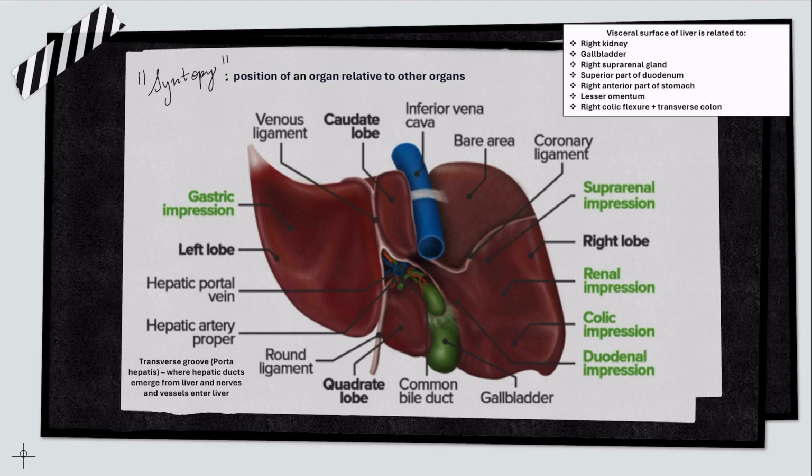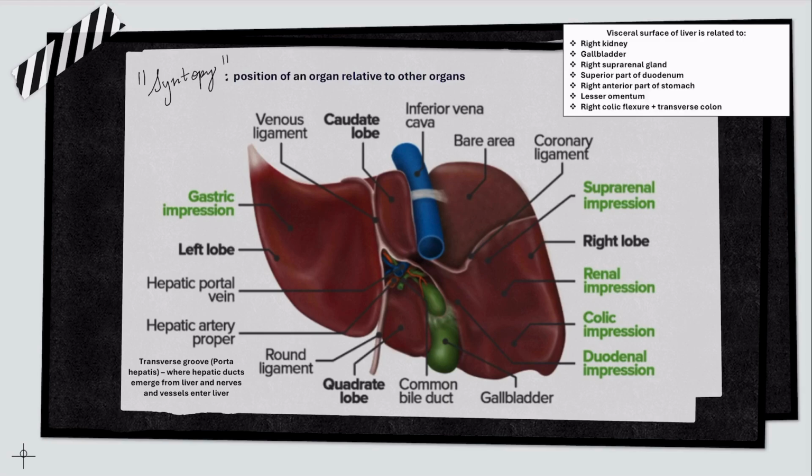So if you see the visceral surface of the liver, you'll see it has relations with the right kidney. So it will have a renal impression, then you have the gallbladder, the right suprarenal gland, the superior part of the duodenum, the right anterior part of the stomach, the lesser omentum, and then the right colic flexure, as well as your transverse colon. So if you see on the liver, you will find impressions for all of these organs in terms of where they are in contact with the liver.